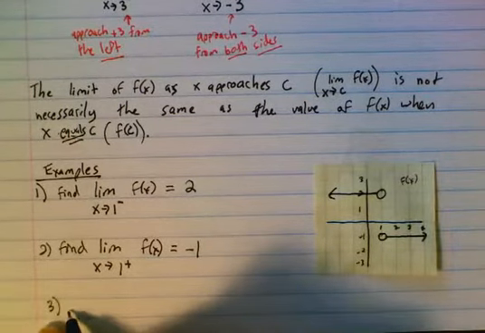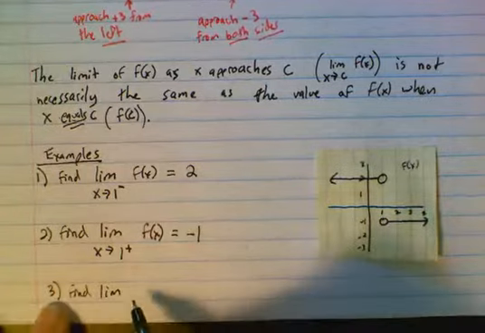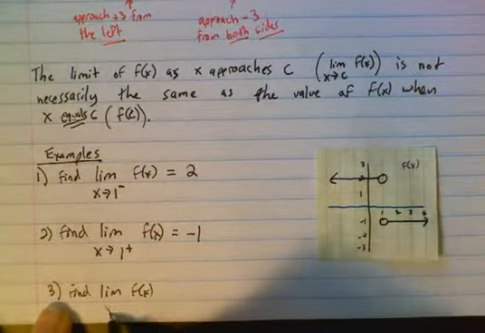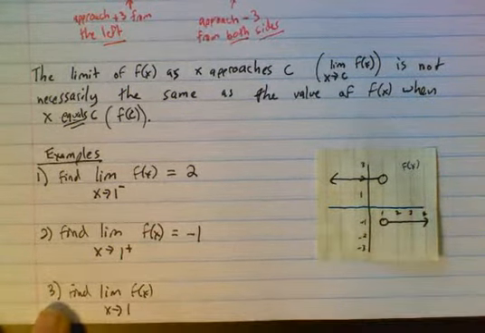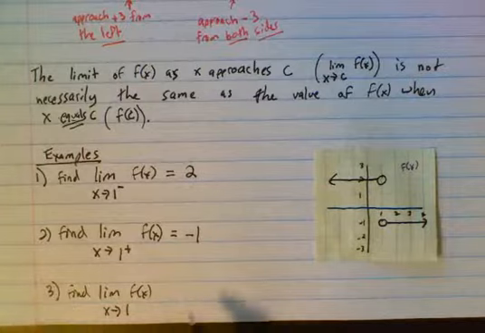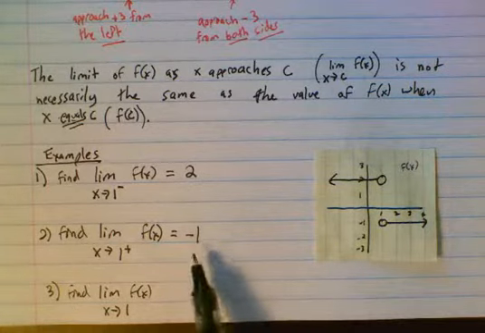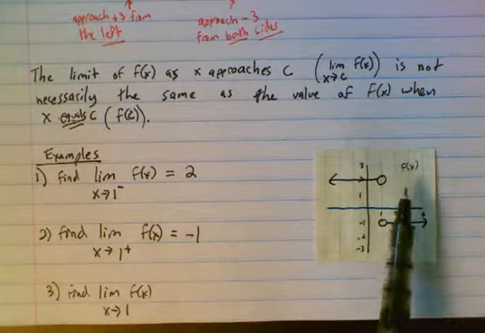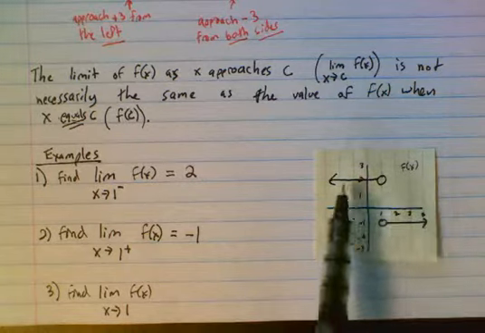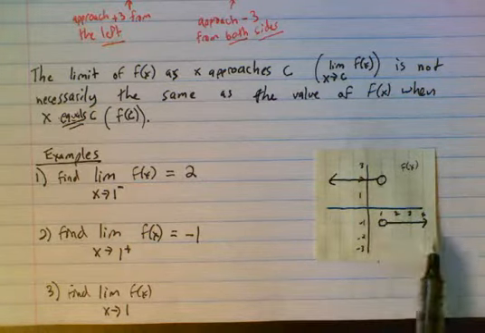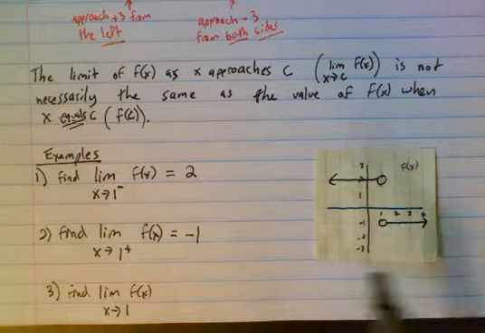If we're looking for the overall limit, so no positive or negative, we have to look here and ask, do these match? Well, no. 2 and negative 1. It's sort of got dual competing desires. It wants to be 2 up here, it wants to be negative 1 down here. Those aren't the same thing, so there's no overall limit.